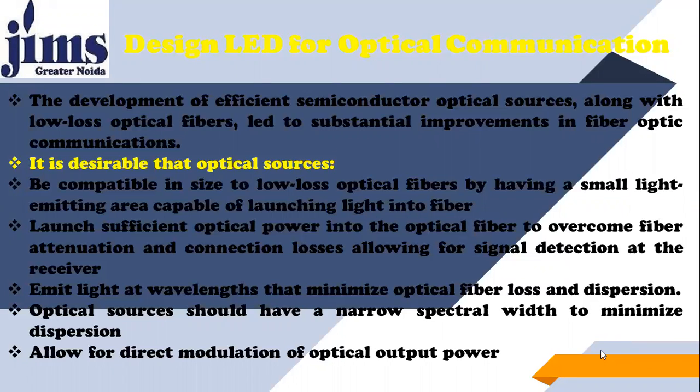Third, emit light at a wavelength that minimizes optical fiber loss and dispersion. So we use that type of wavelength. And the fourth one, optical sources should have a narrow spectral width to minimize dispersion. So we need a fine light, and that fine light means narrow spectral width, and that minimizes dispersion, which acts as a loss. Also, allow the direct modulation of optical output power. So direct modulation is needed as far as optical output is concerned.